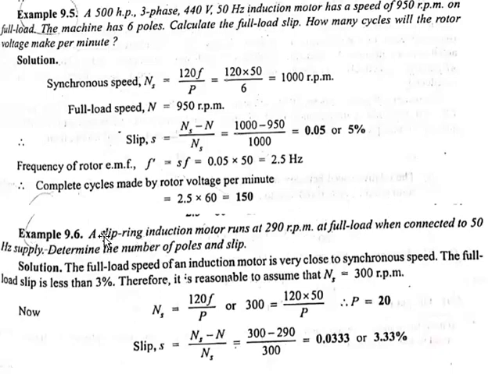Next problem. A slip ring induction motor runs at 290 rpm. N is equal to 290. At full load, when connected to a 50 Hz supply, F is equal to 50 Hz. Determine the number of poles and slip. So here we have to determine the number of poles as well as slip.